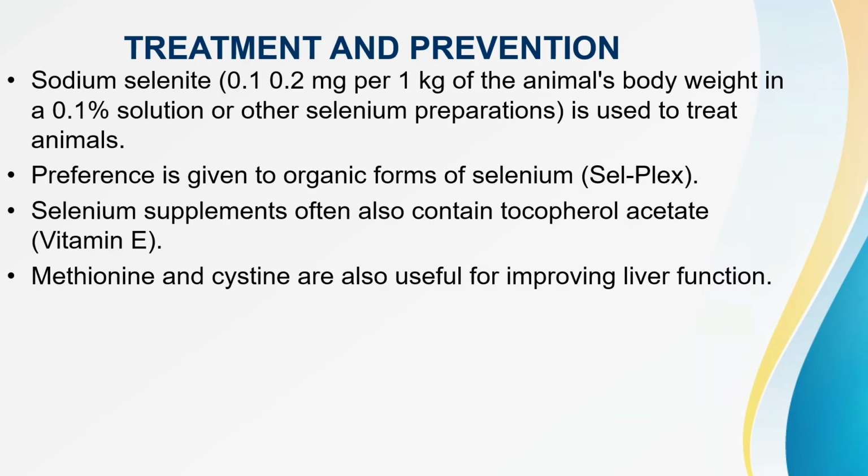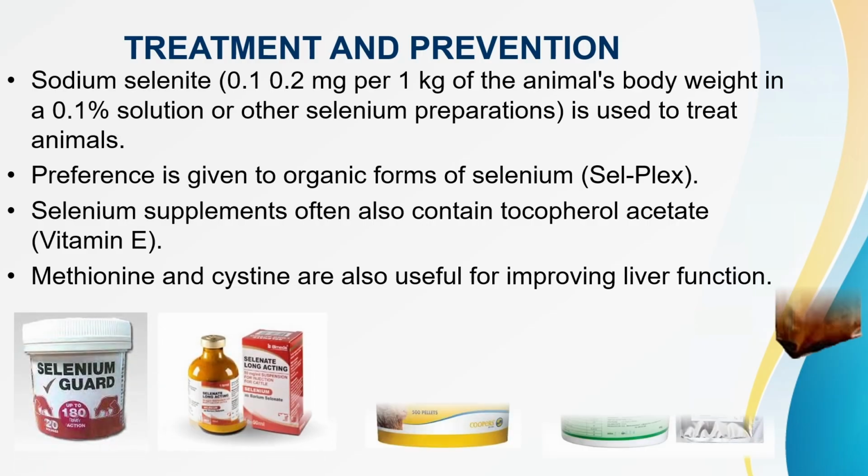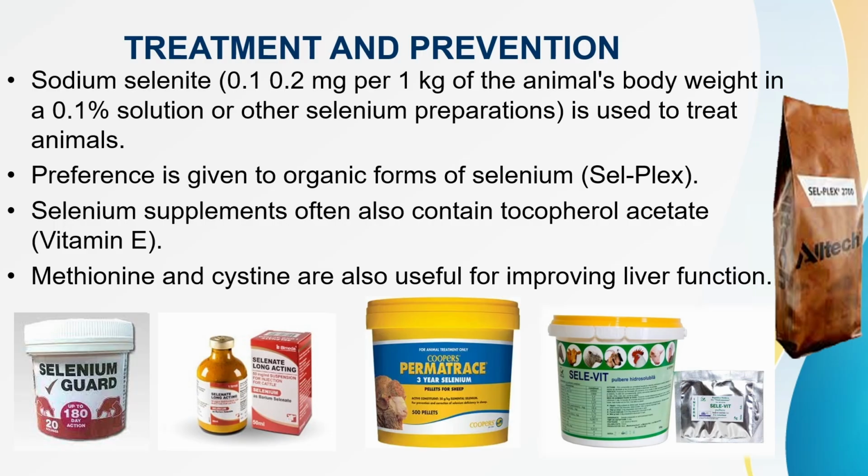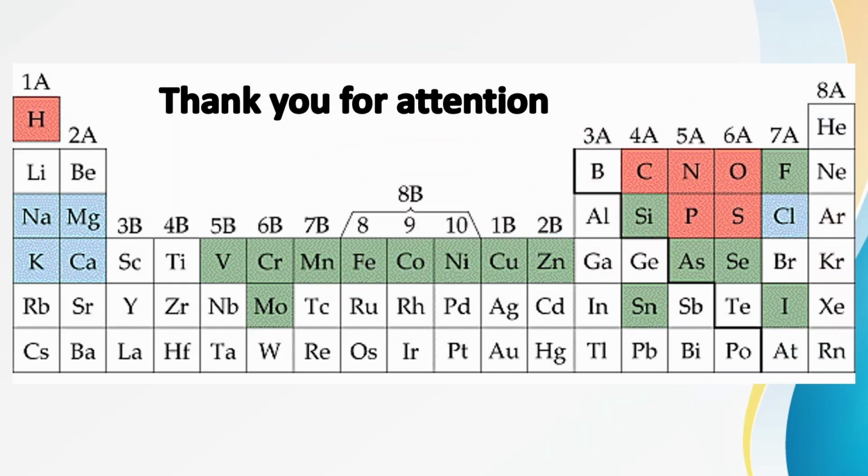Sodium selenite, from 0.1 to 0.2 mg per 1 kg of the animal's body weight in a 0.1% solution, or other selenium preparations, is used to treat animals. Preference is given to organic forms of selenium, such as Selplex. Selenium supplements often also contain tocopherol acetate, vitamin E. Methionine and cysteine are also useful for improving liver function.